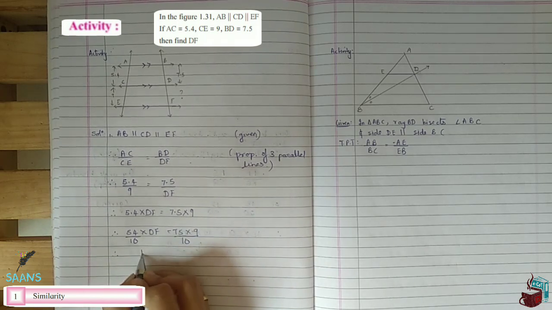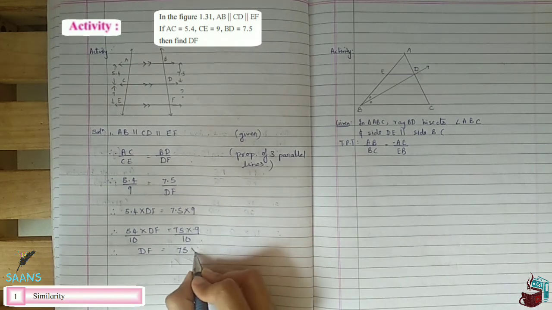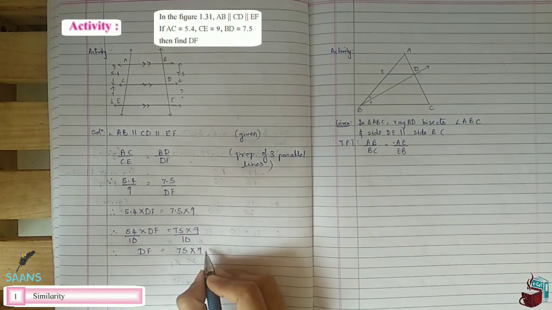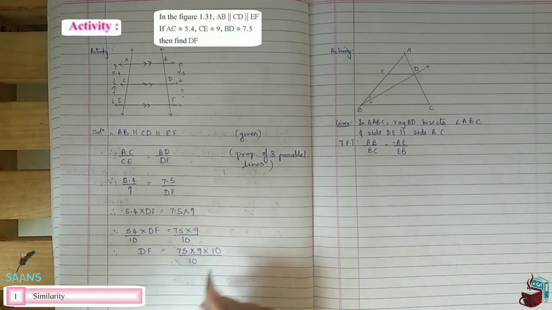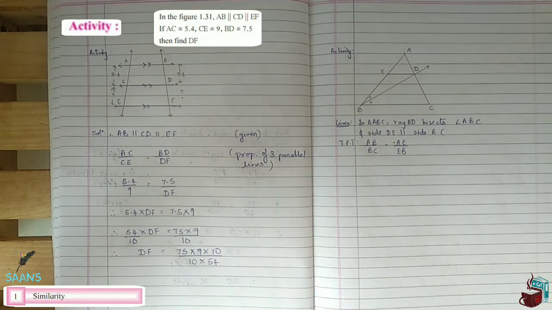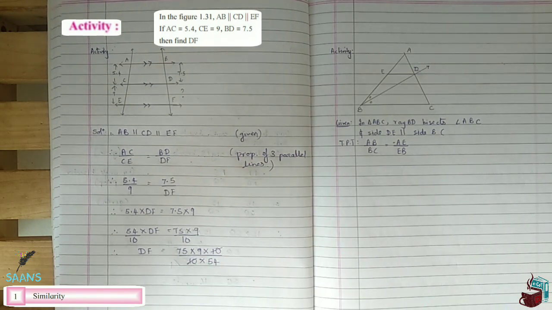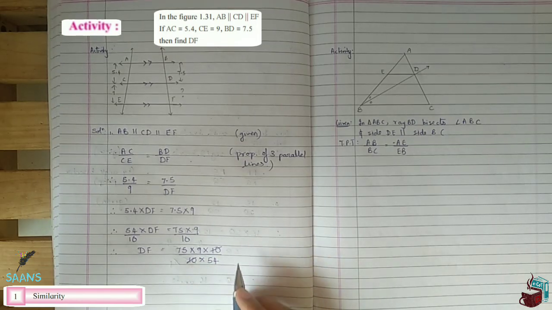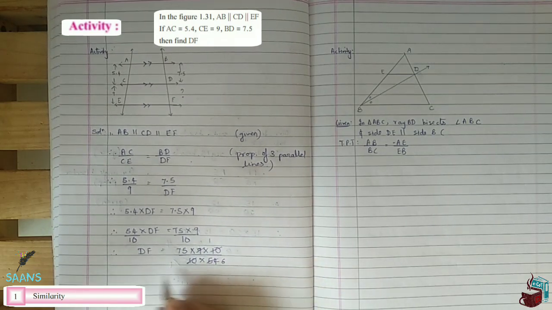Now DF is equal to, this 10 goes up in the numerator, 54 comes down as the denominator. 10 ones are 10, it gets cancelled, 9 ones are 9, 6 are 54.